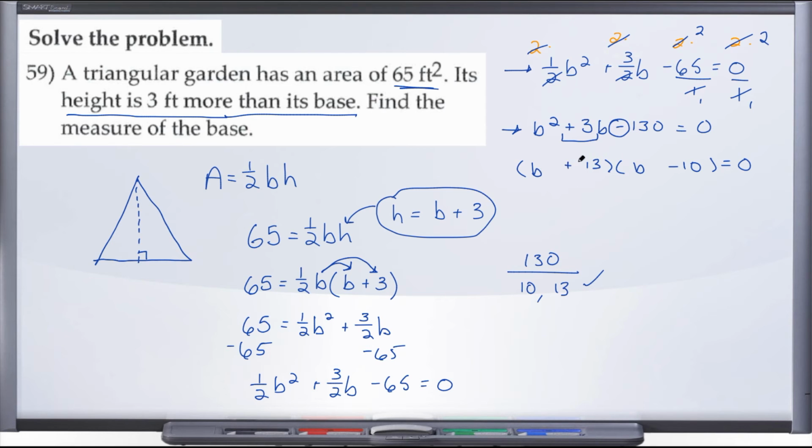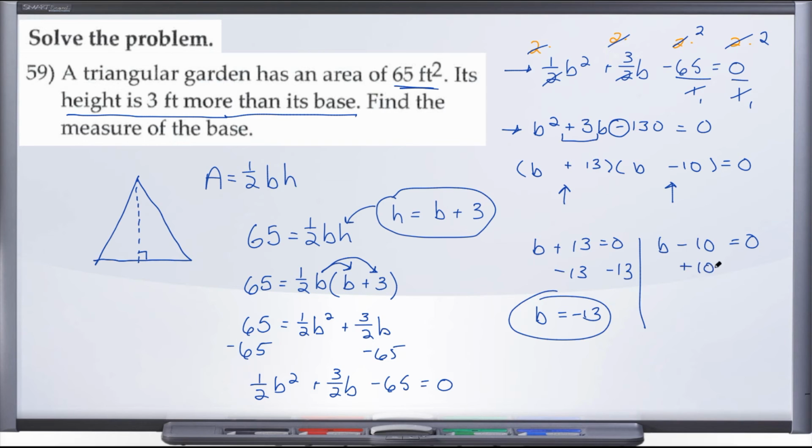And now that we have our factored form equals 0, let's go ahead and independently set each of these factors equal to 0 and solve. So we have b plus 13 equals 0. We have b minus 10 equals 0. So solving for b now, we'll go ahead and subtract 13, so b equals negative 13. And here we'll add 10, so b equals 10.